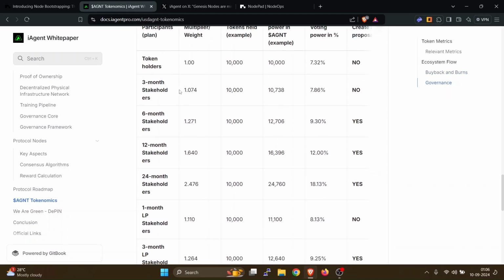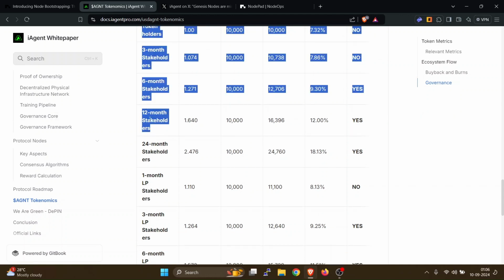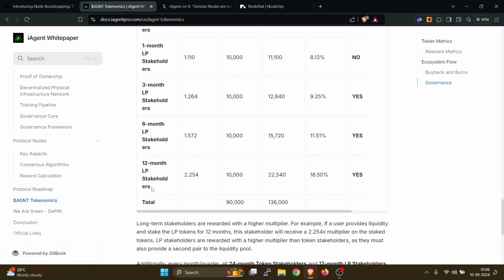There is the governance protocol where you can stake the agent token for extra rewards. If you stake for 12 months, you get 1.6x worth of tokens. So if you stake 10,000 tokens, at the end of 12 months you will get 16,396 tokens. Similarly for LP rewards, LP means you pair the agent token with another token like Ethereum or USDT. If you stake the LP tokens for 12 months, you get 2.254x of the tokens. That implies if you stake 10,000 tokens, at the end of 12 months you will get 22,540 tokens.